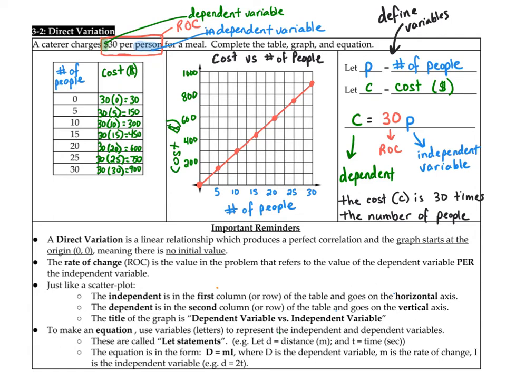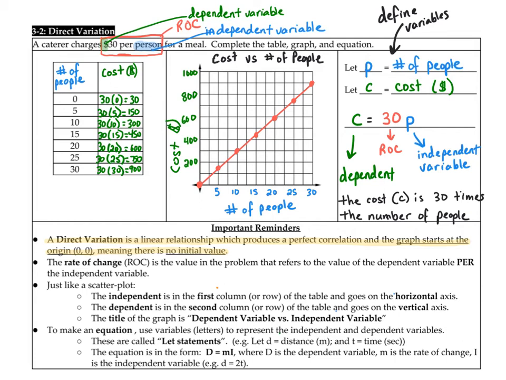So a couple things we want to point out is what is a direct variation? A direct variation is a linear relationship which produces a perfect correlation, which means the line goes through all the points, and the graph starts at 0, 0, which means there's no initial value.